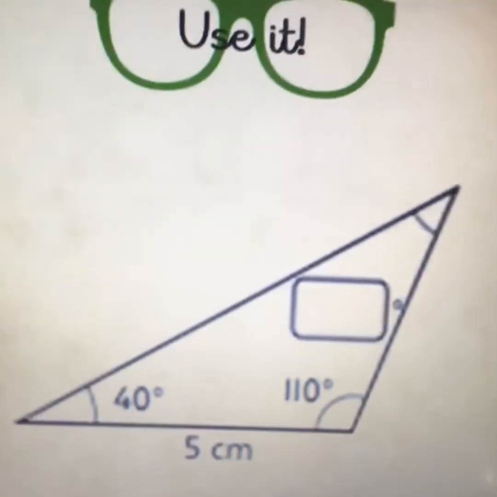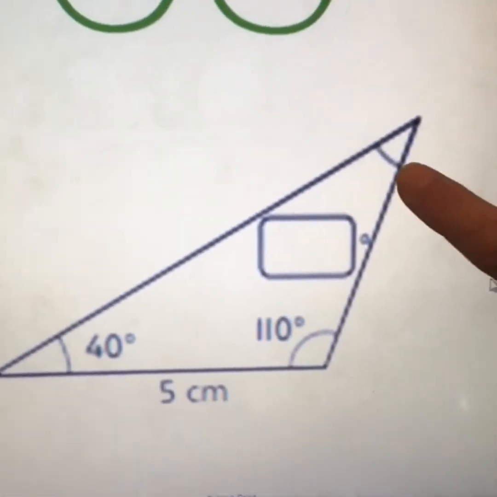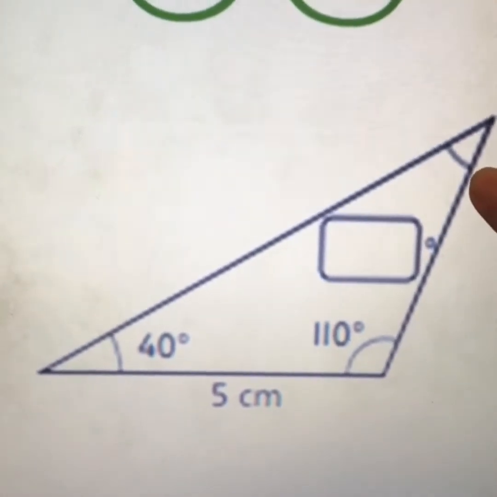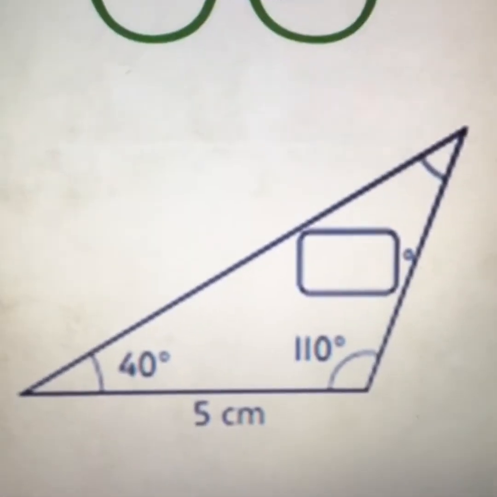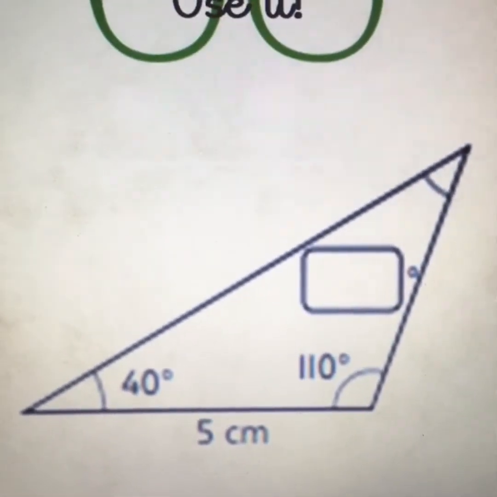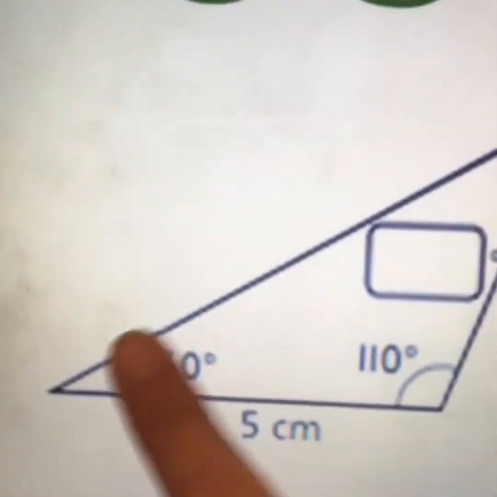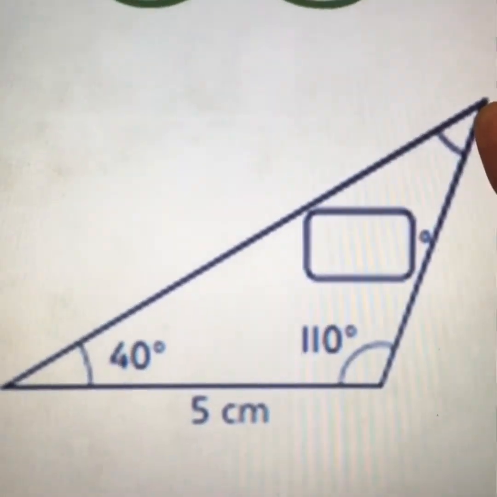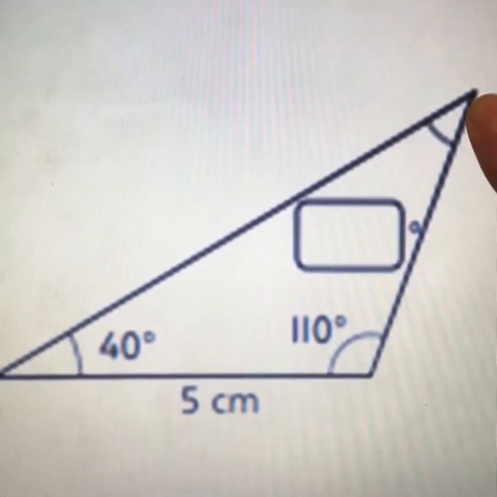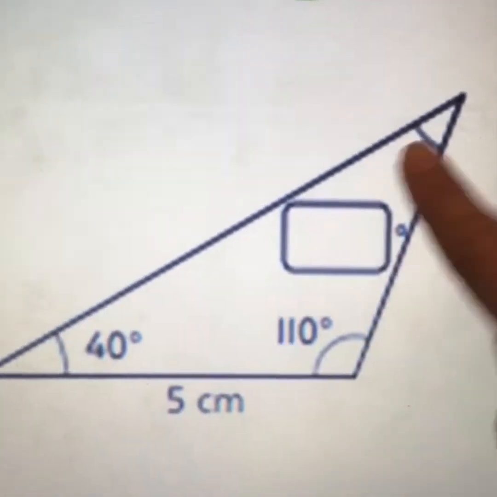Okay, so first of all, I'm going to look at the missing angle. Now, this angle here, what type of angle is it? Well, it is acute. So if it's an acute angle, I know my answer has got to be less than 90 degrees. If I've got more than 90 degrees, I've gone wrong somewhere. So I know that this angle plus this angle plus this angle is going to equal 180 degrees. So I need to get rid of these two angles to then work out what this missing angle is.